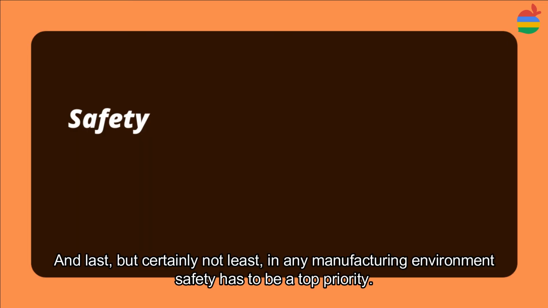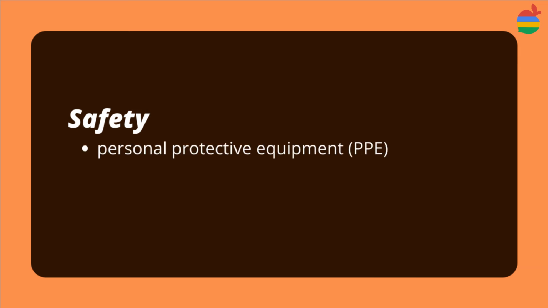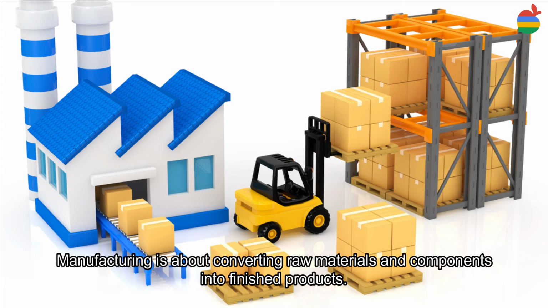And last but certainly not least, in any manufacturing environment, safety has to be the top priority. When people need to wear special equipment like steel-toe shoes or safety glasses, this is called personal protective equipment, or PPE. Manufacturing is about converting raw materials and components into finished products.